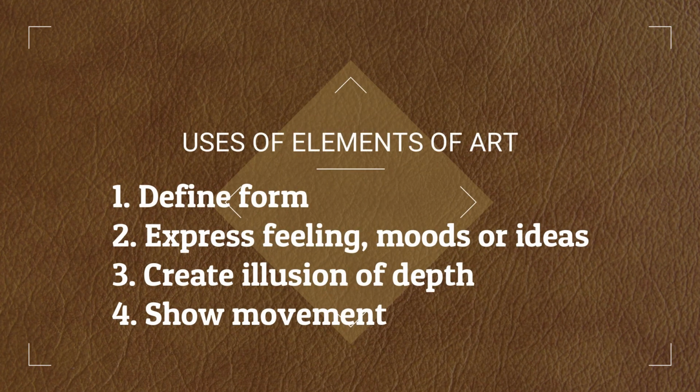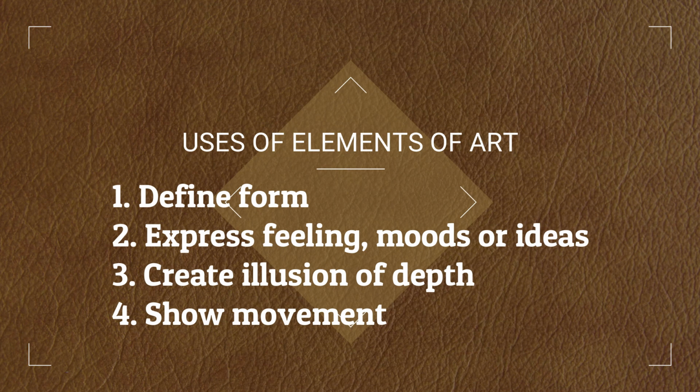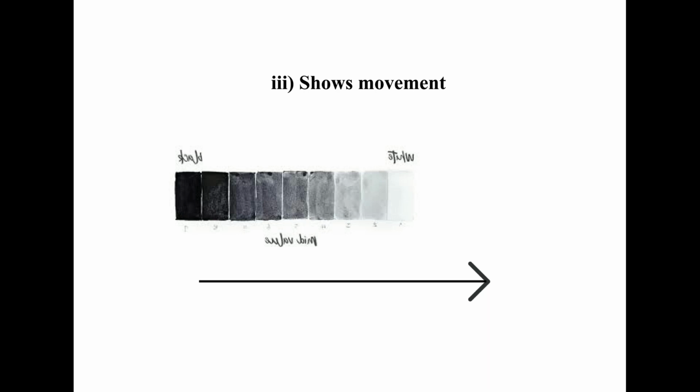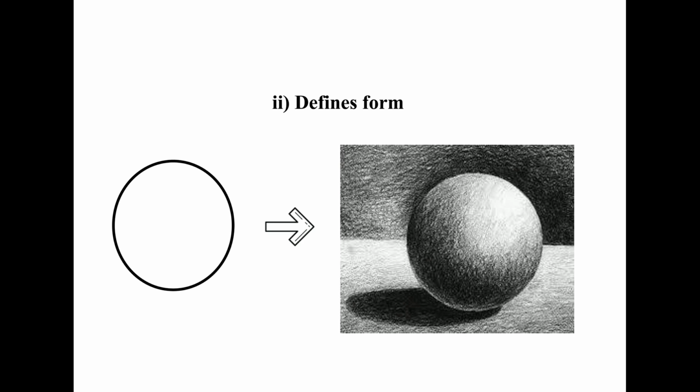The elements and the principles of art and design are used for various purposes. All the elements are used to, 1. Create depth, the illusion of depth. 2. They may be used to suggest movement. And 3. They may be used to express a certain feeling or idea. And lastly, the elements of art and design are used to define form or shape.